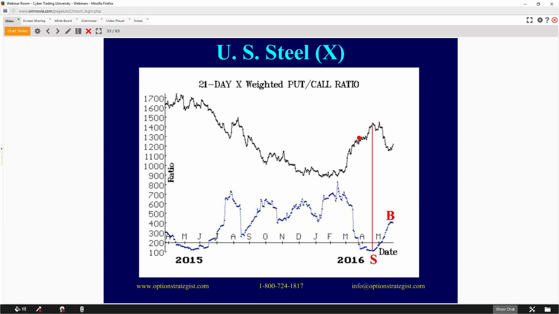This is a stock chart up here, by the way, and it's unscaled, so I don't have the actual price on there. These numbers over here refer to the put call ratio. So 500 on a weighted put call ratio, for example, means that $500 are being spent on puts for every $100 being spent on calls. Excuse me. So that's a lot for most stocks, but not necessarily for this one.